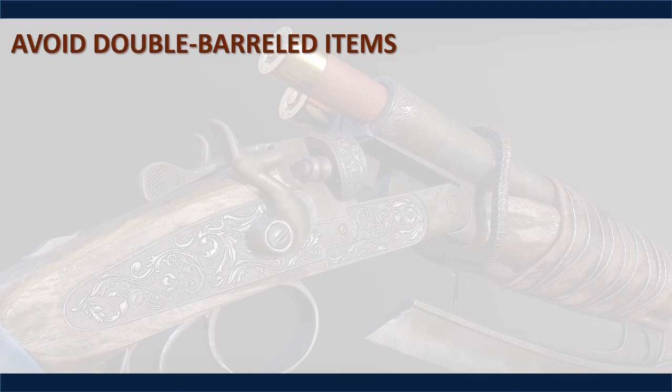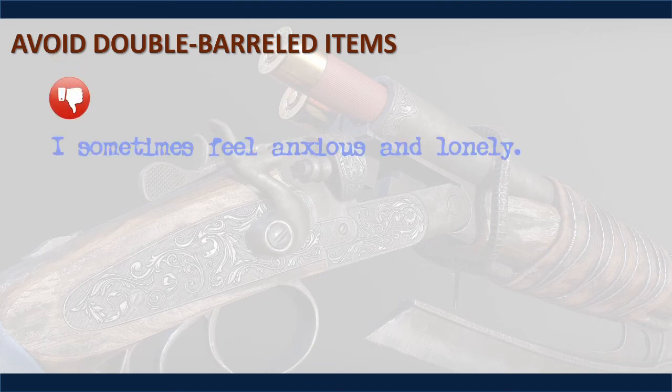Here's an example. A bad item for a measure would be, "I sometimes feel anxious and lonely." What's the problem here? Two issues are being simultaneously asked about in this item: anxiety and loneliness. You can easily remedy this double-barreled item by separating the item into two different items if both anxiety and loneliness are important to you.